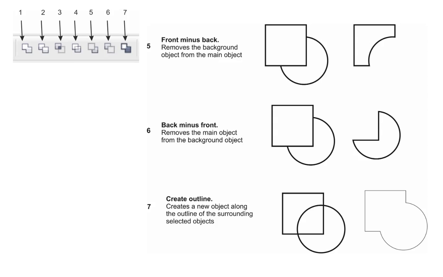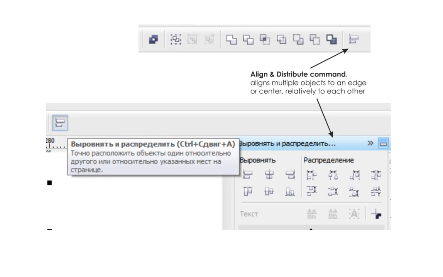Create outline. Creates a new object along the outline of the surrounding selected objects. The original shapes are removed. Aligning and distributing objects.